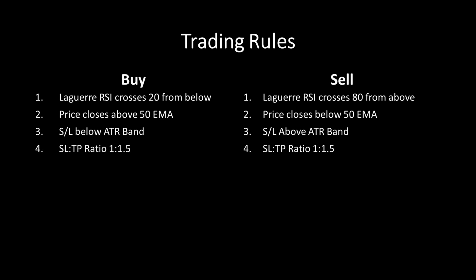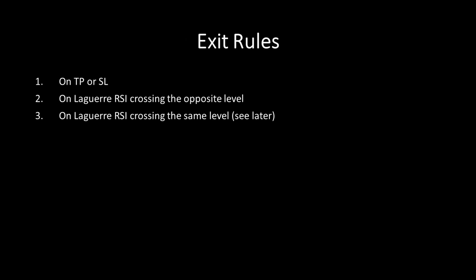and then set the stop loss below the ATR band, and the stop loss to take profit ratio is 1 to 1.5. Selling rules are just the opposite. We sell when the Laguerre RSI crosses the 80 line from above. If the price closes below the 50 EMA, set the stop loss above the ATR band, and the stop loss to take profit ratio is still 1 to 1.5. Exiting the trades, obviously on a take profit or a stop loss.